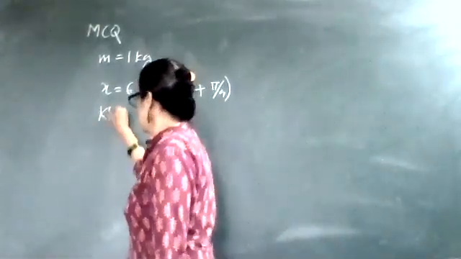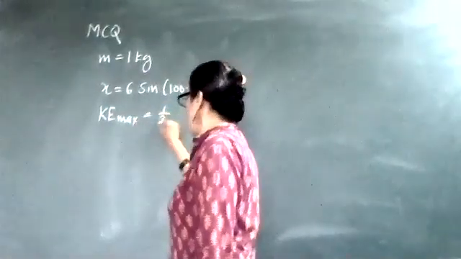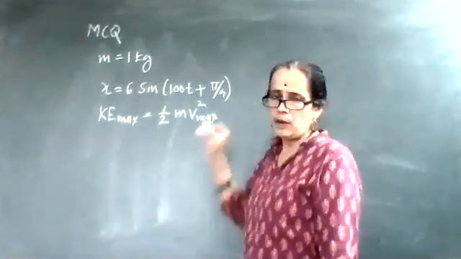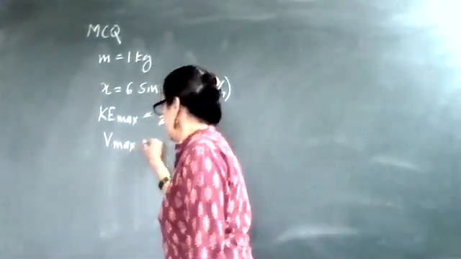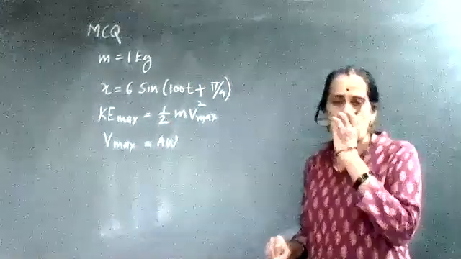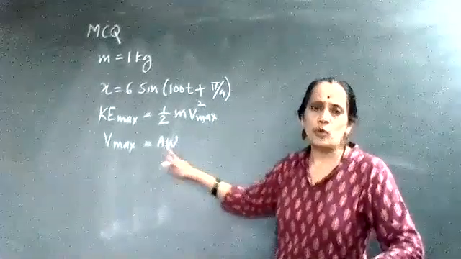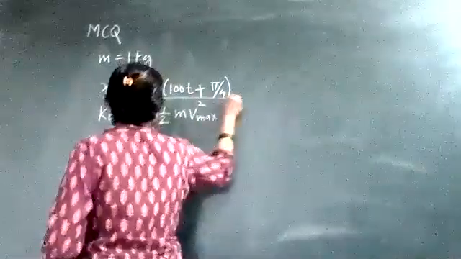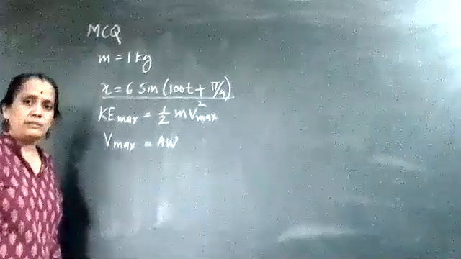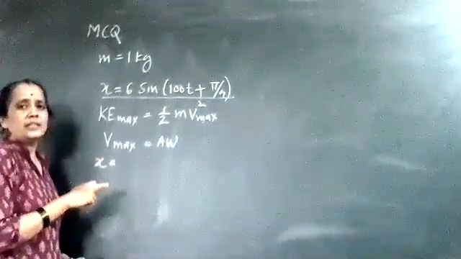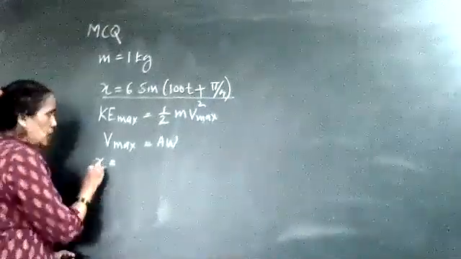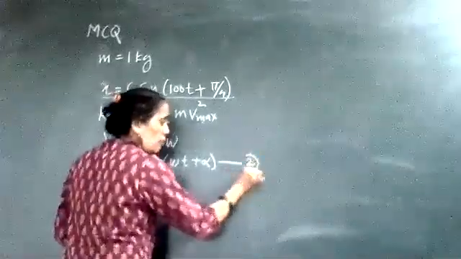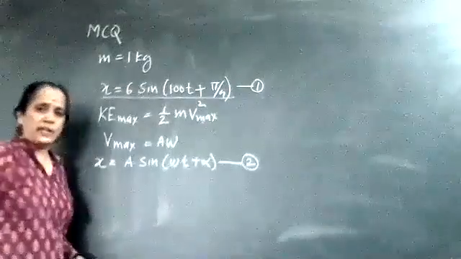So maximum kinetic energy: K max is equal to half m V² max. Right? And you know that when a particle is performing SHM, its V max is equal to Aω. Means I have to find out first A and ω. A is amplitude. Omega is the angular speed. Now how can I find them? A and ω I can find out from your given displacement equation. I will compare this displacement equation with the standard displacement equation of a particle performing SHM. So x = A sin(ωt + φ). This is my standard form of displacement equation. This is my given displacement equation.